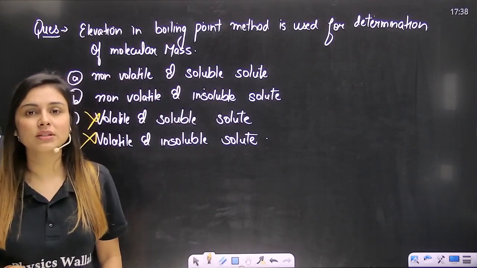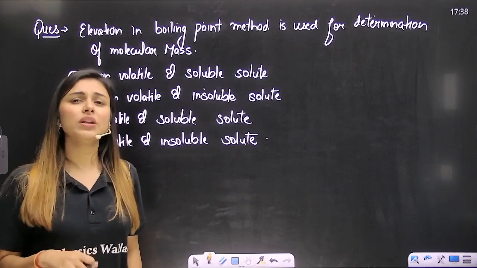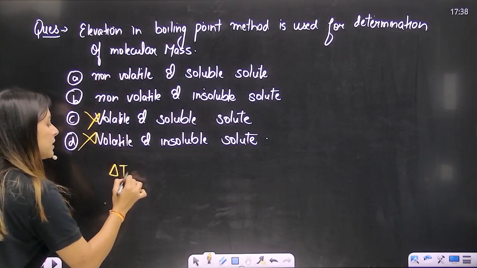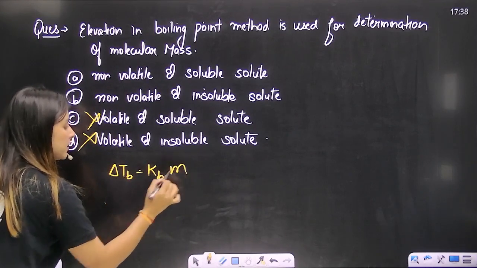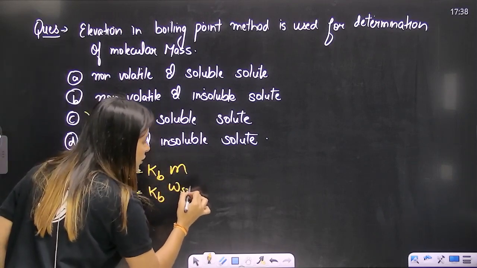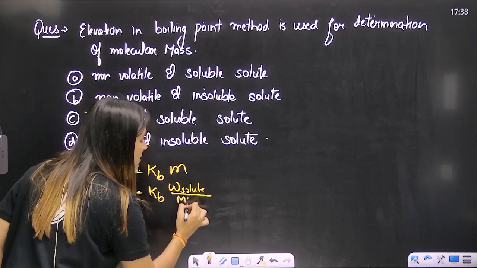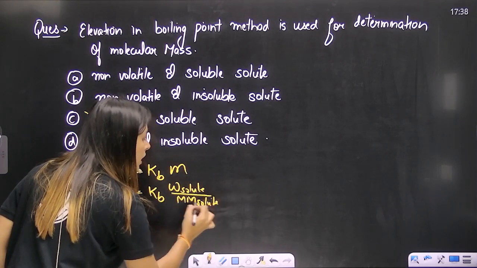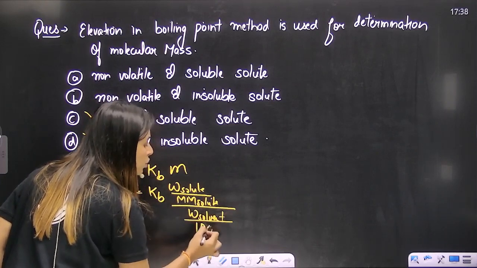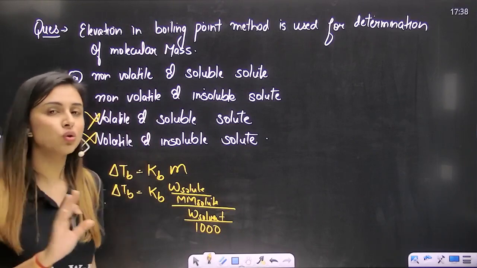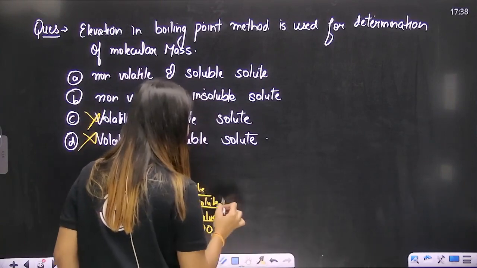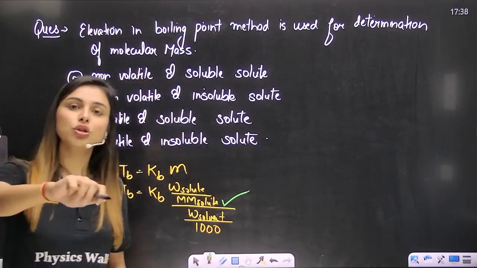And second, my dear students, how do we know that we will calculate only the mass of solute? See, you know that delta TB is equal to KB into molality, right? If we open this expression, this will be KB into given mass of solute upon molar mass of solute upon given mass of solvent upon 1000, because you need to convert it into kg. So molar mass of solvent is not what you can calculate from this expression. You can only calculate the molar mass of your solute, and the solute should be non-volatile.